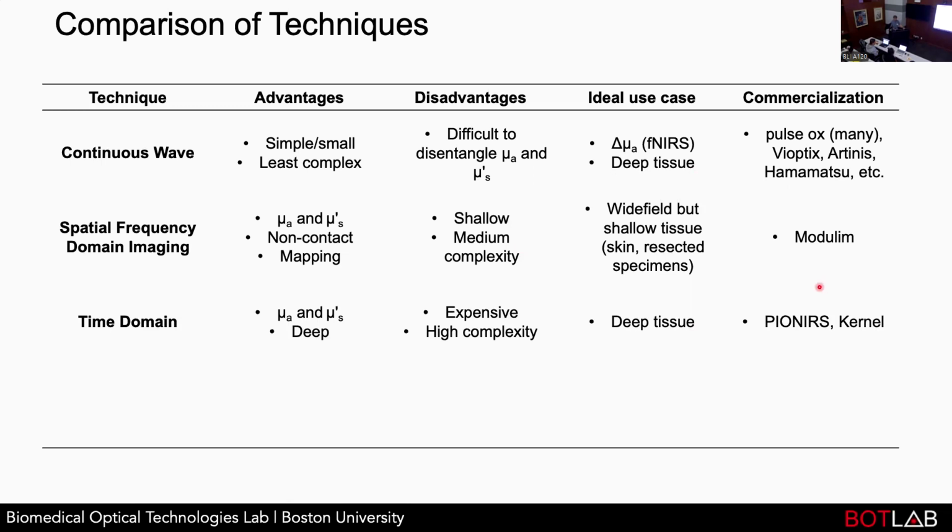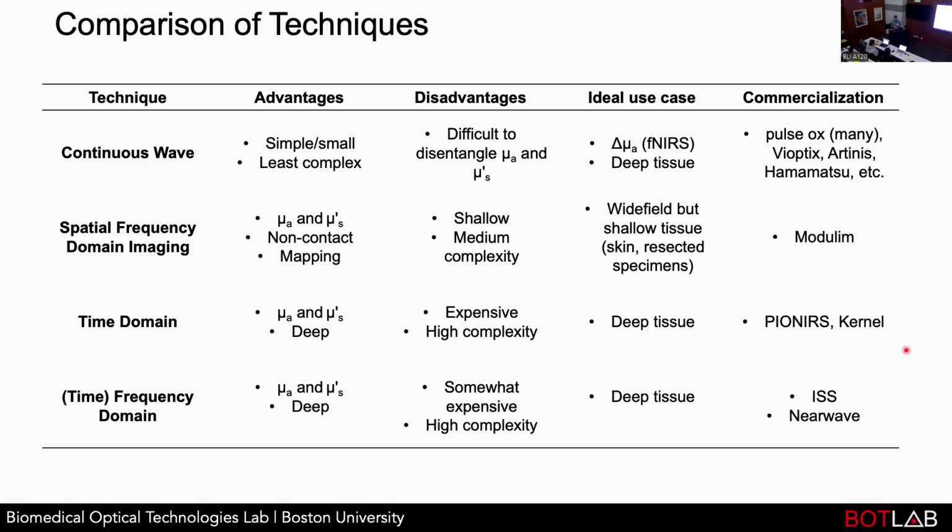Time domain gives mu A and mu S prime, with deep tissue measurements, but it's expensive, with highly complex instrumentation. The players in this area are Pioneers and Kernel. I'll show you the Kernel device in a little bit. And then the time frequency domain has some similar attributes to time domain, somewhat expensive, but less complex and typically cheaper than time domain, and also deep tissue. You can buy an ISS device or NIRWave. Those are the two companies that I'm aware of.